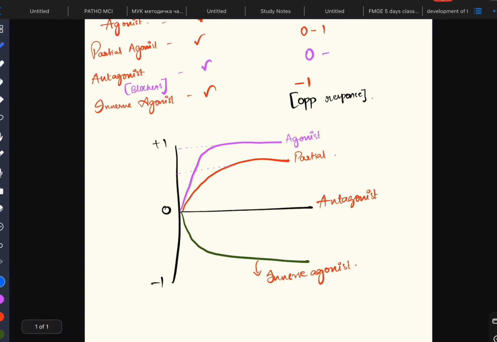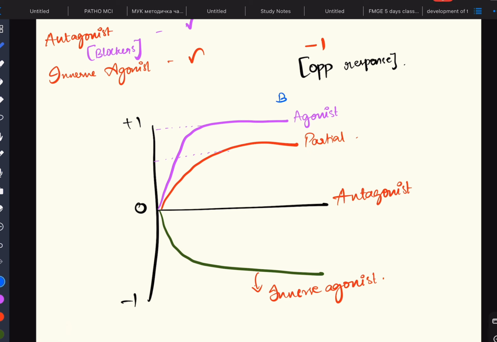So let's find the examples of these. Let's remember the examples of each drug. So the agonist drug is BSDs or Z drugs. What is BSDs? That is benzodiazepine, which is a sleeping drug. So here is a sleeping drug.